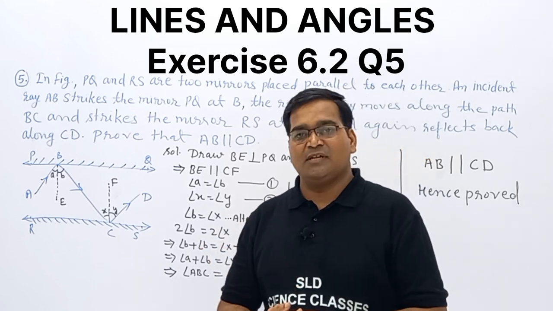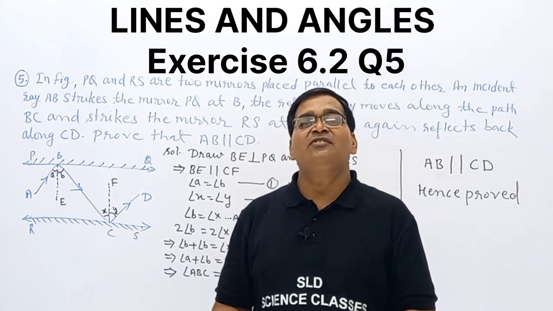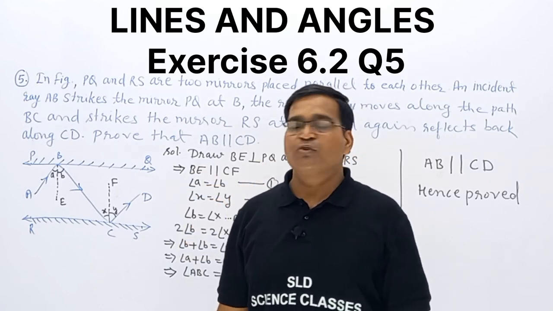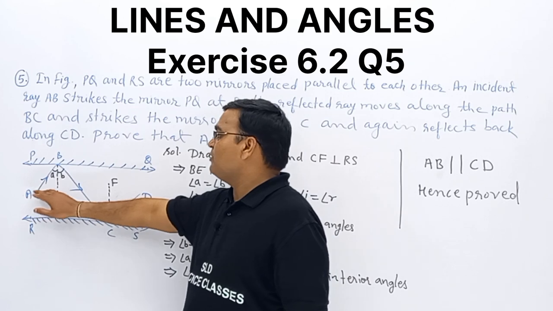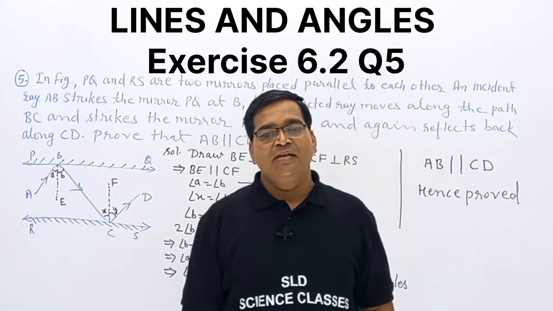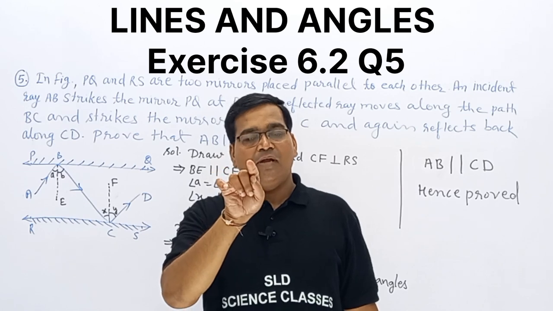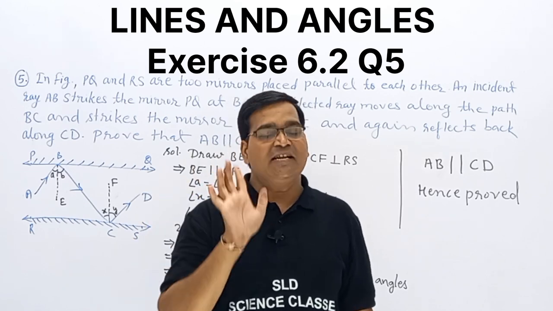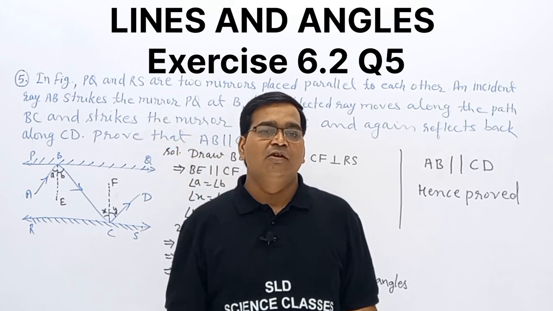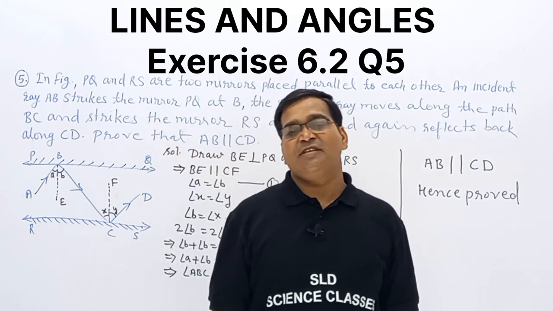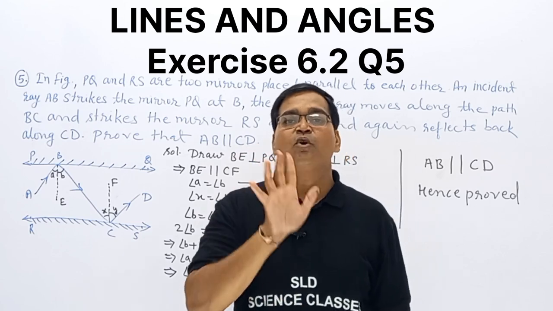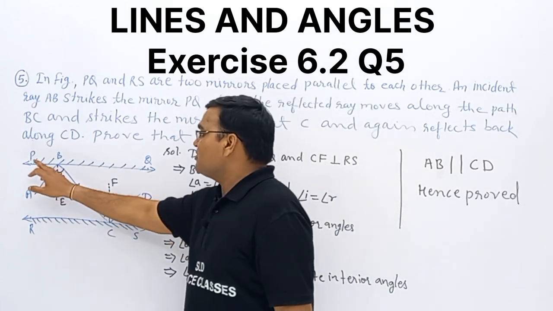mirrors, spherical mirrors. So mirror means reflection, lens means refraction. So this is the mirror and this is the incident ray. And what is the law of reflection? Incident angle will be equal to reflected angle. Clear? Once a ray strikes the boundary of a surface, it bounces back. That is the reflection of light.